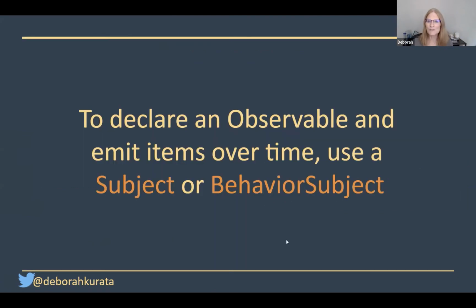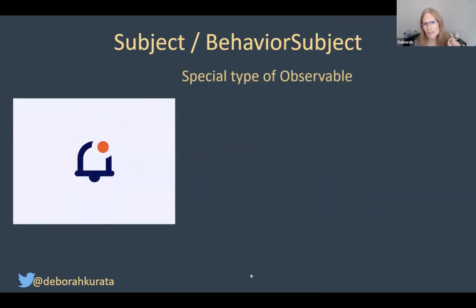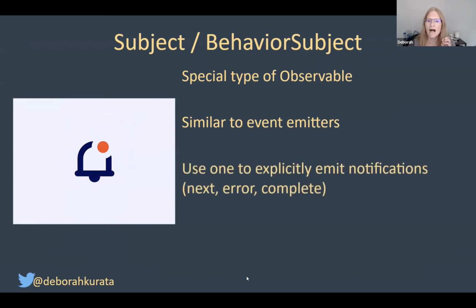To declare an observable that we can emit items into over time, we use a subject or behavior subject or another kind of subject. These are the two we're going to talk about. A subject lets us create an observable that we can then emit values into. So you can think of a subject or behavior subject as a special type of observable that is similar to an event emitter.